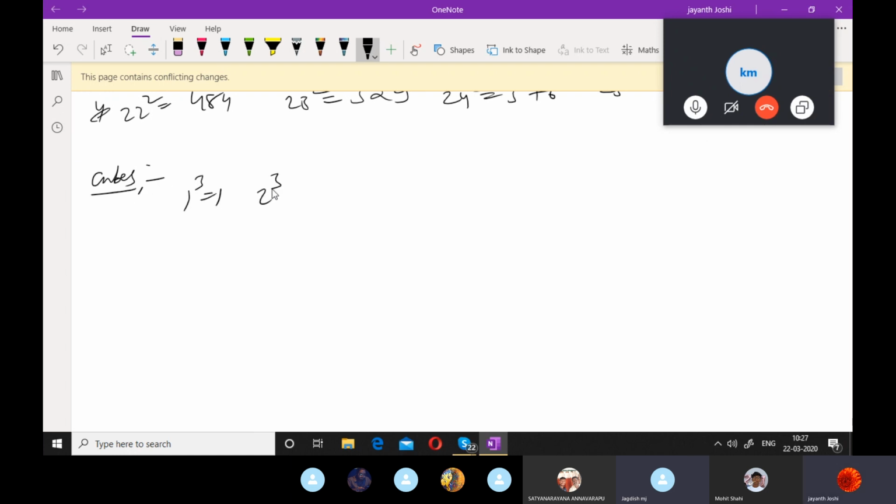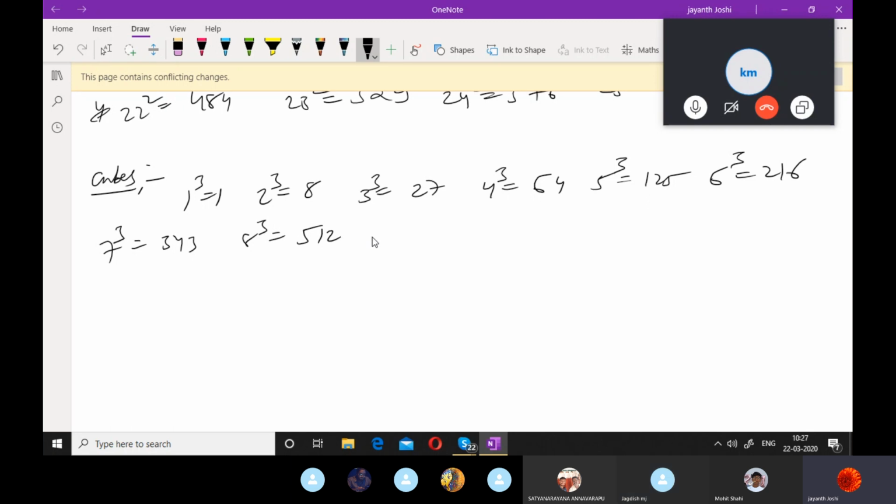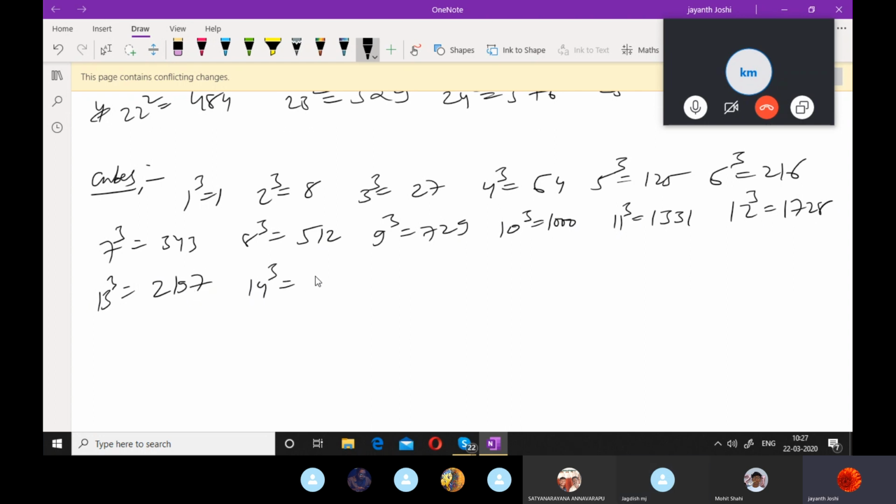1 cube 1, 2 cube 8, 3 cube 27, 4 cube 64, 5 cube 125, 6 cube 216, 7 cube 343, 8 cube 512, 9 cube 729, 10 cube 1000, 11 cube 1331, 12 cube 1728, 13 cube 2197, 14 cube 2744, 15 cube 3375. So these are the cubes.